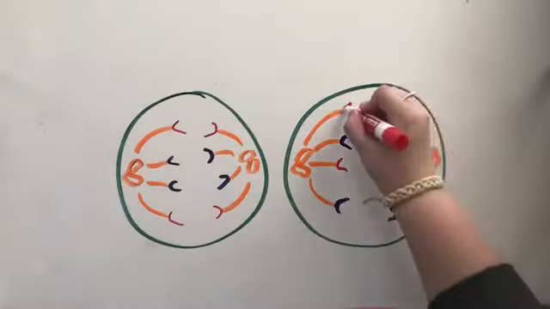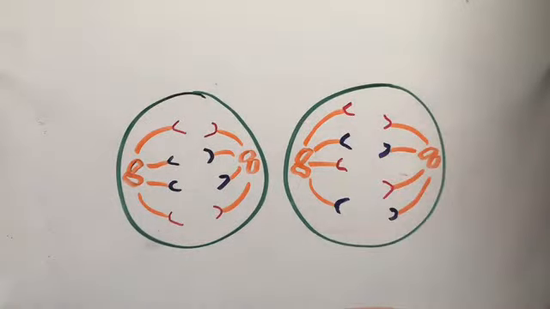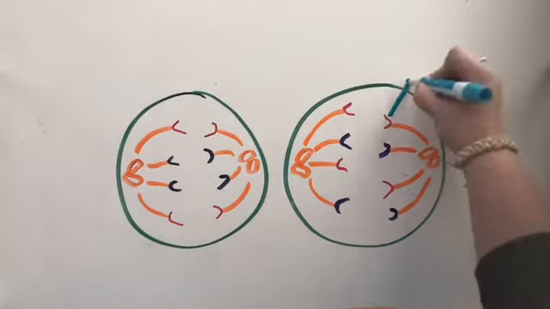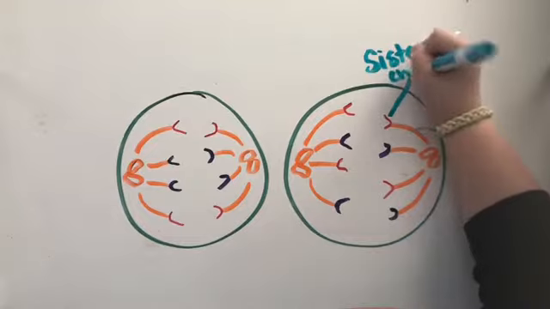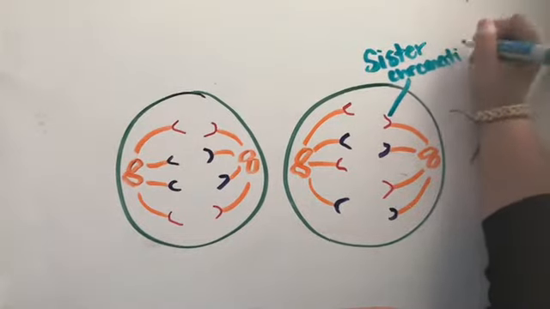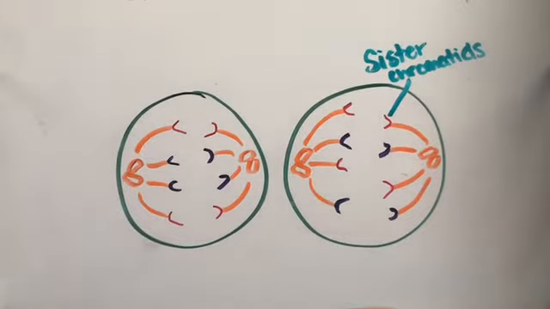Anaphase II begins with the spindle fibers pulling the sister chromatids to opposite poles of the cell when the centromeres divide, just as they do in mitosis. Unlike in mitosis, these chromatids are not identical.